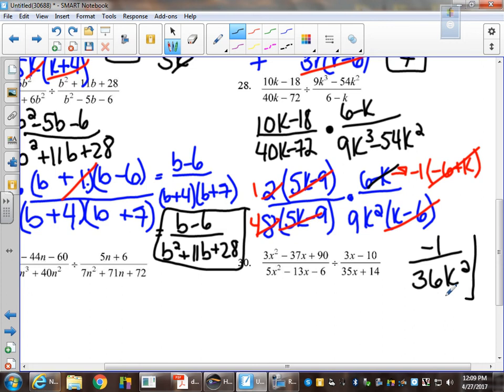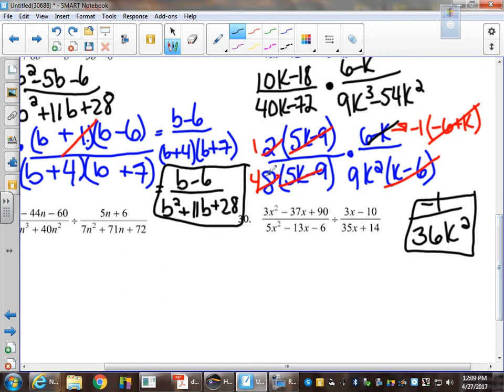And you're done. So if you see two numbers, so 6 minus k and k minus 6, that look really similar, think, I can factor out a negative 1 from one of those in order to get them to cancel out. But don't forget to account for that negative 1. So we still included that in our solution. And then again, we multiplied across everything that was left, the 4 and the 9k squared.